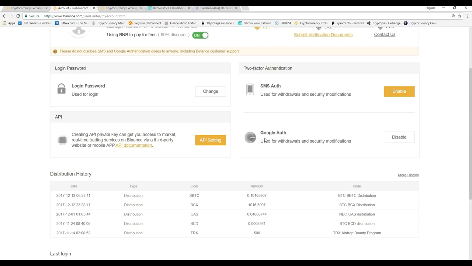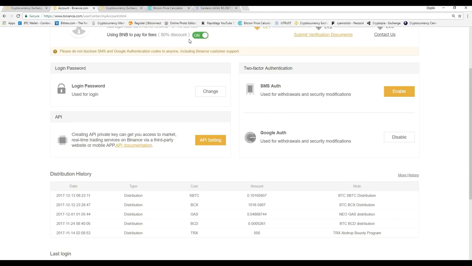Down here, the Google version: Google Authenticator is an app that you download on your phone. On that app, you will have a 6-digit numerical code that changes every 10 seconds. So when you go to log into your account, Binance is going to ask you for that 6-digit code. You go on your app on your phone and enter the code. I highly suggest using one of these features.